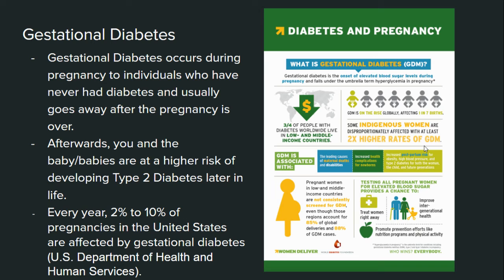The final type of diabetes we are going to be discussing today is gestational diabetes, and this occurs during pregnancy to individuals who have never had diabetes, and it usually goes away after the pregnancy is over. Afterwards, you and the baby/babies are at a higher risk of developing type 2 diabetes later in life. Every year, 2 to 10% of pregnancies in the United States are affected by gestational diabetes.